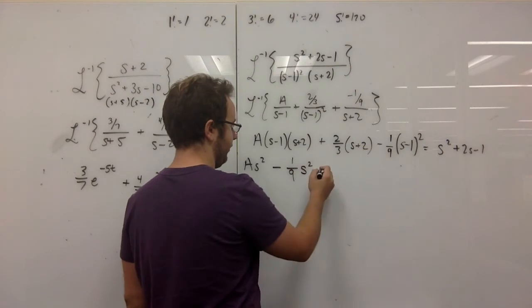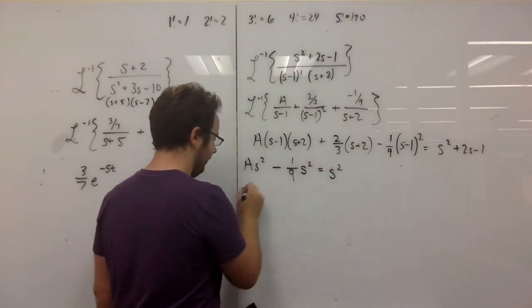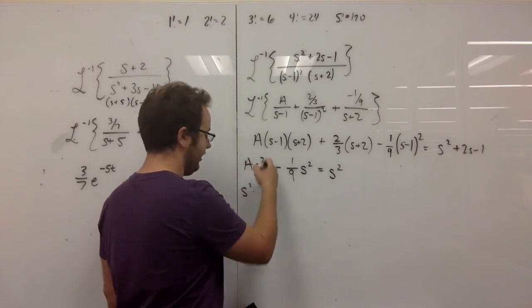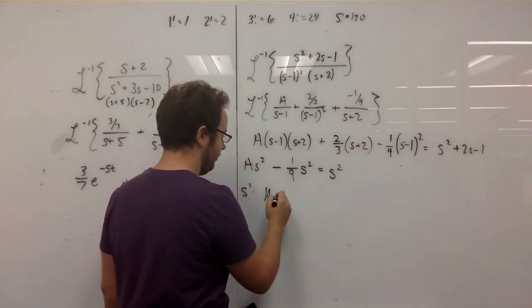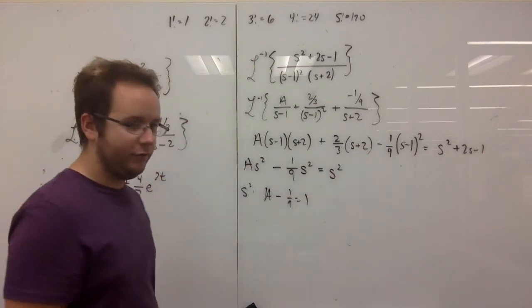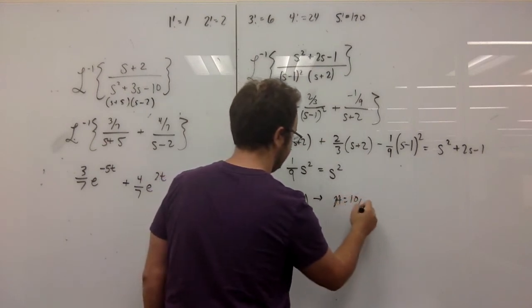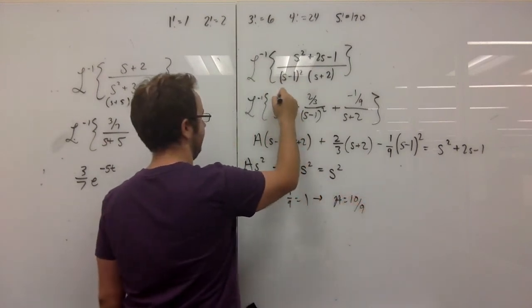And how many s squareds do I have on the right? 1. Just s squared, right? Or you could say, what I used to do is say my s squared terms. How many s squared terms do I have here? I have A. How many s squared terms do I have here? Minus 1/9. How many s squareds do I have? 1. All right, I have 1. Good. Add 1/9 to the right hand side, and you get A equals 10/9. So we found A equals 10/9.